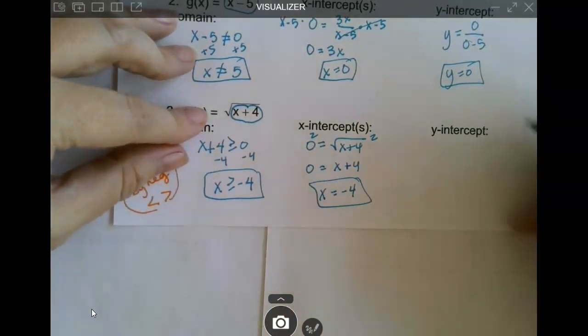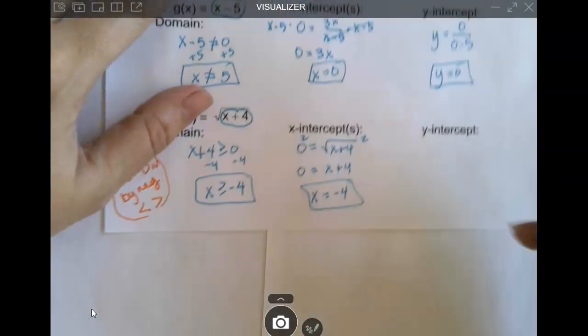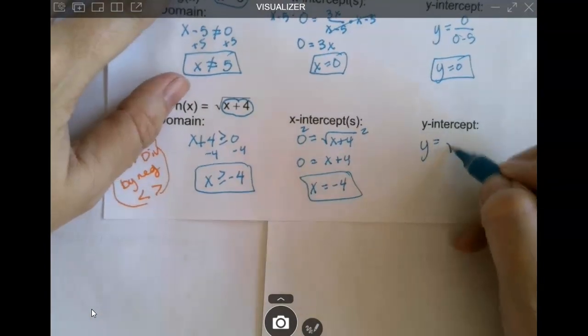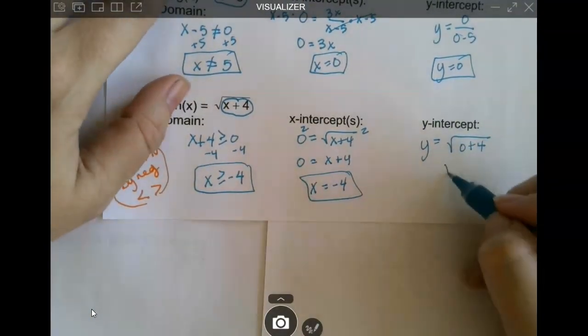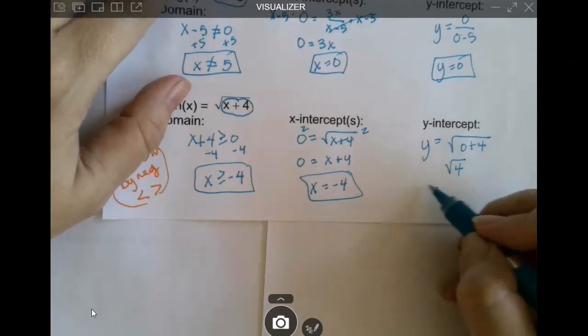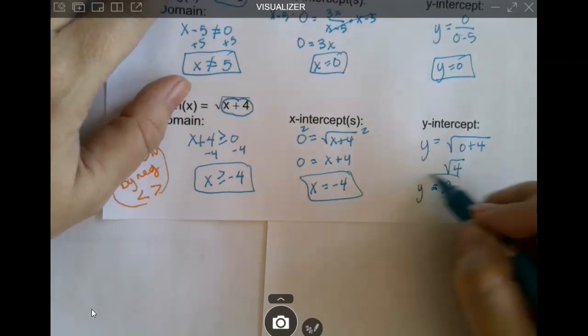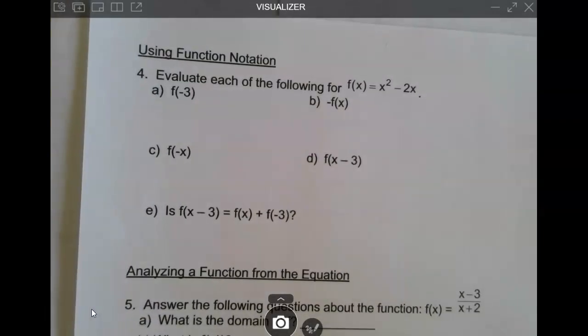And for the y-intercept, I'm going to plug in x equals 0. So here I'm going to put in y equals square root of 0 plus 4. 0 plus 4 is still 4. Square root of 4 is 2. And done.